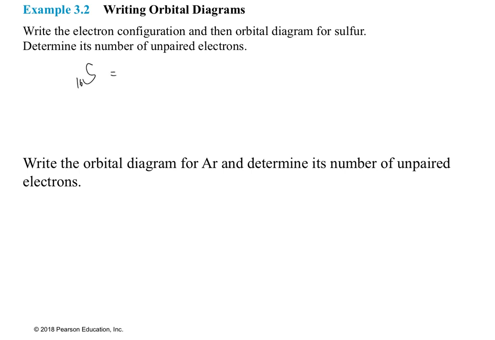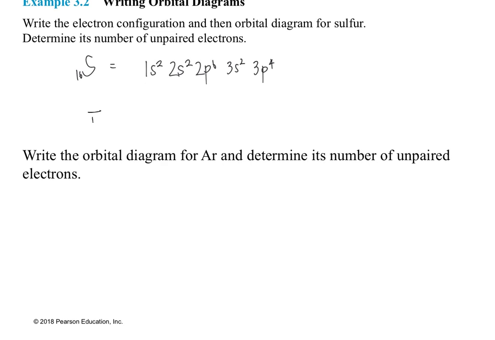Okay, so that means it's on the 3rd level. So we have 1s2, 2s2, 2p6, fill up that 2nd level, 3s2, and then 3p4. So for my s orbital, I'll have one of them, 1s, 2s. My 2p is going to have 3 levels, 2p. We have one 3s orbital and then 3p's.